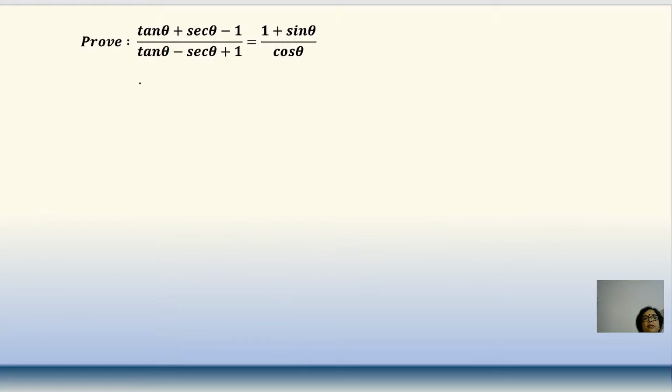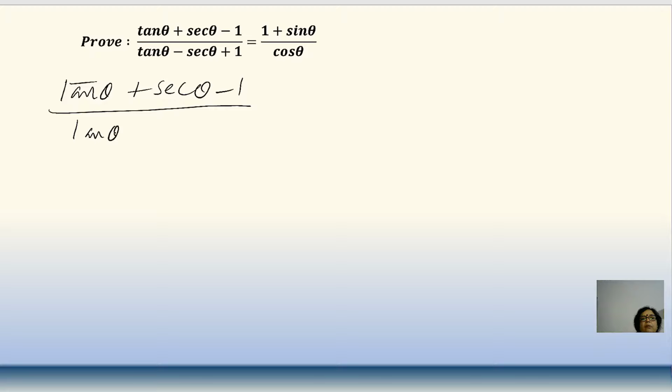The next question is, prove that (tan theta plus sec theta minus 1) by (tan theta minus sec theta plus 1) is equal to (1 plus sine theta) by cos theta. Now here we take the left hand side, tan theta plus sec theta minus 1 by tan theta minus sec theta plus 1. Now here we must take note of the right hand side. If you separate the terms, you get sec theta plus tan theta, which comes in the numerator. So this you must keep in mind. This comes in the numerator when you separate the term.